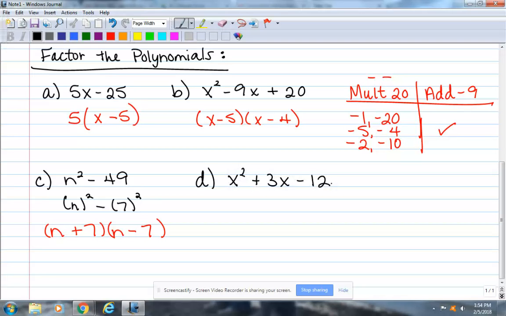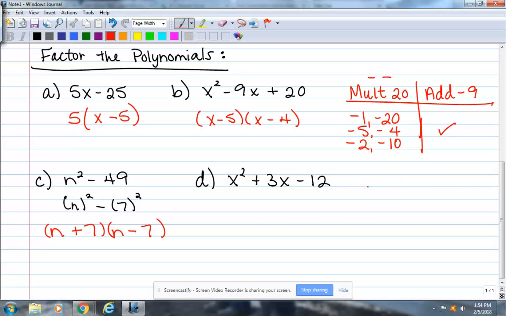What's step 1? Is there a GCF other than 1? 3 goes into 1? No. So the GCF is 1, right? What's step 2? Count terms. How many terms do we have? 3. So we make a table.